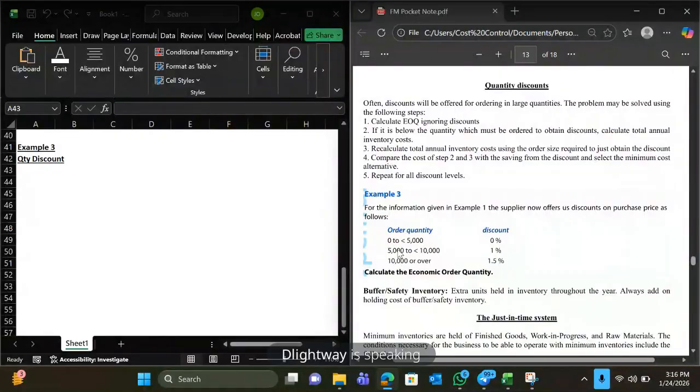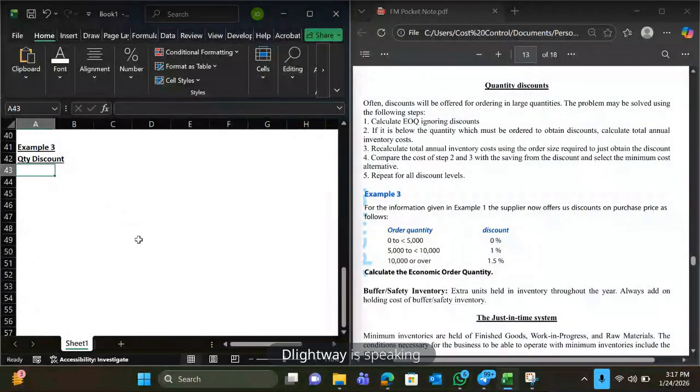Now, any other quantity from 5,000 but lesser than 10,000, that is any quantity between 5,000 and 9,999, will be given a discount on the purchase price of 1%. Then any quantity from 10,000 or above will be given a discount of 1.5%. We're told to calculate the EOQ, the economic order quantity.